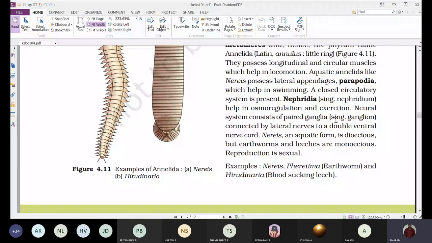They are connected by lateral nerves to a double ventral nerve cord. So we'll find two nerve cords on the ventral side, that's why we are calling it a double ventral nerve cord. These two nerve cords are joined by the ganglia, and these ganglia are interconnected by the nerves.